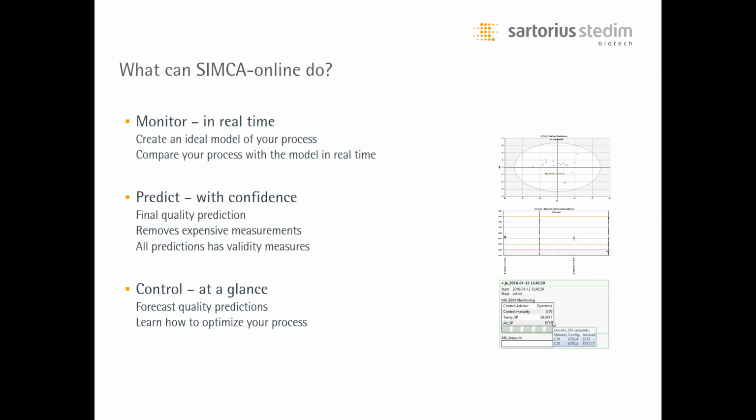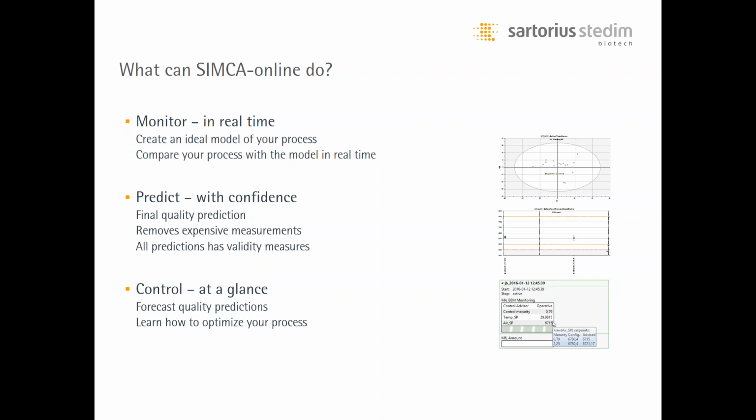If we focus in on the batch version of Simca Online, we have one view that basically employs the batch evolution model from Simca, and here we can use that to monitor the process in real time. We essentially create a batch evolution model of our process, we upload that into Simca Online, and then we can view the process in real time. And these are the golden batch trajectories that we're used to seeing.